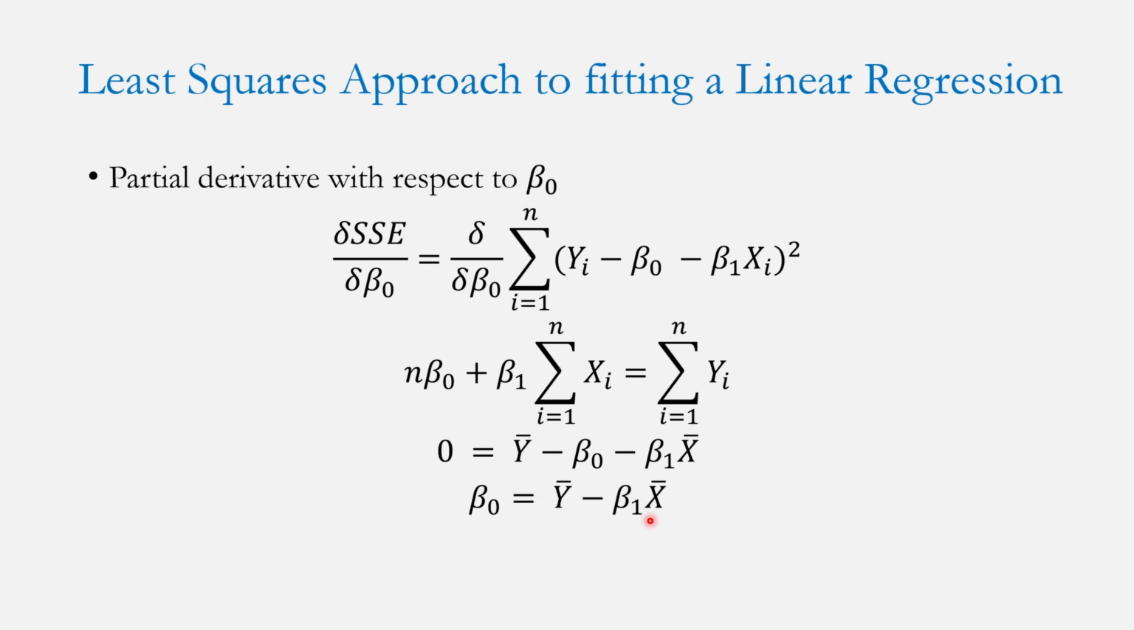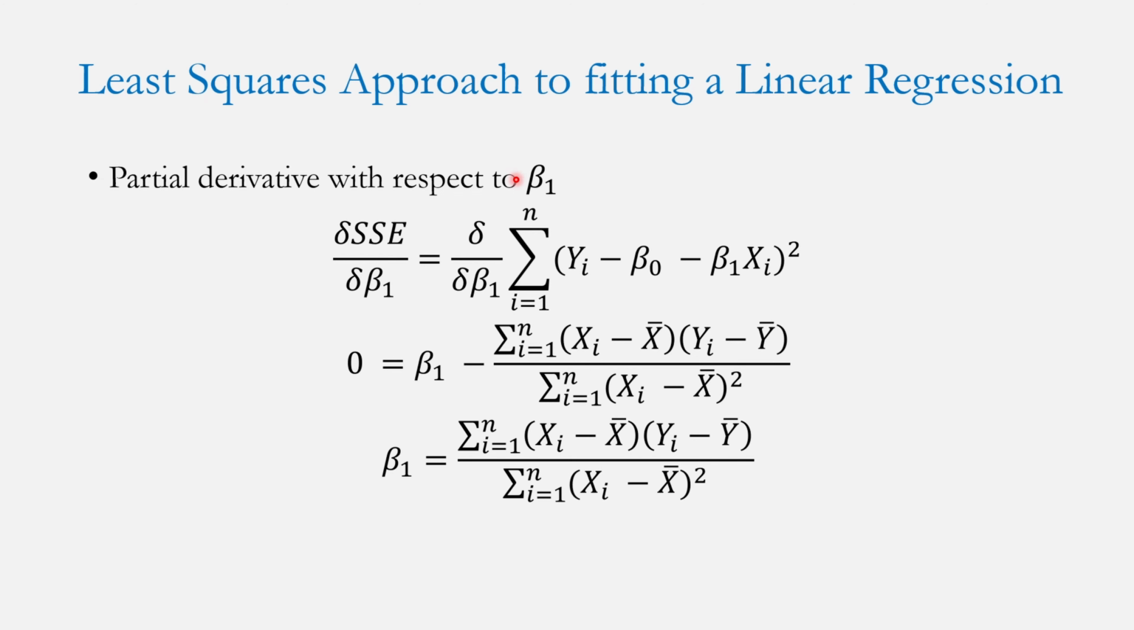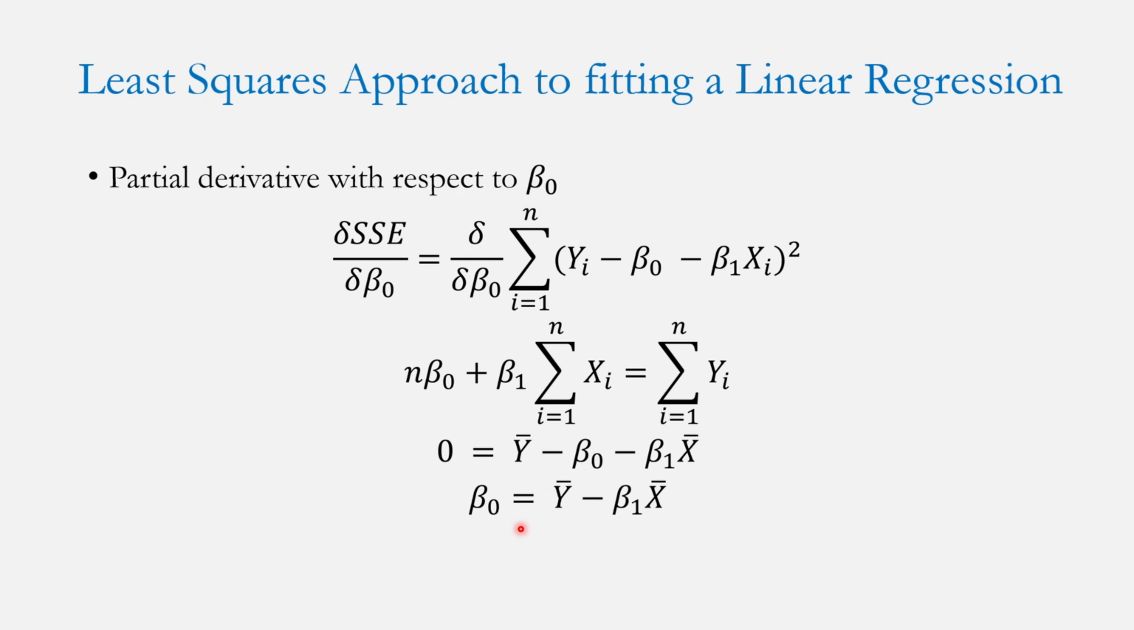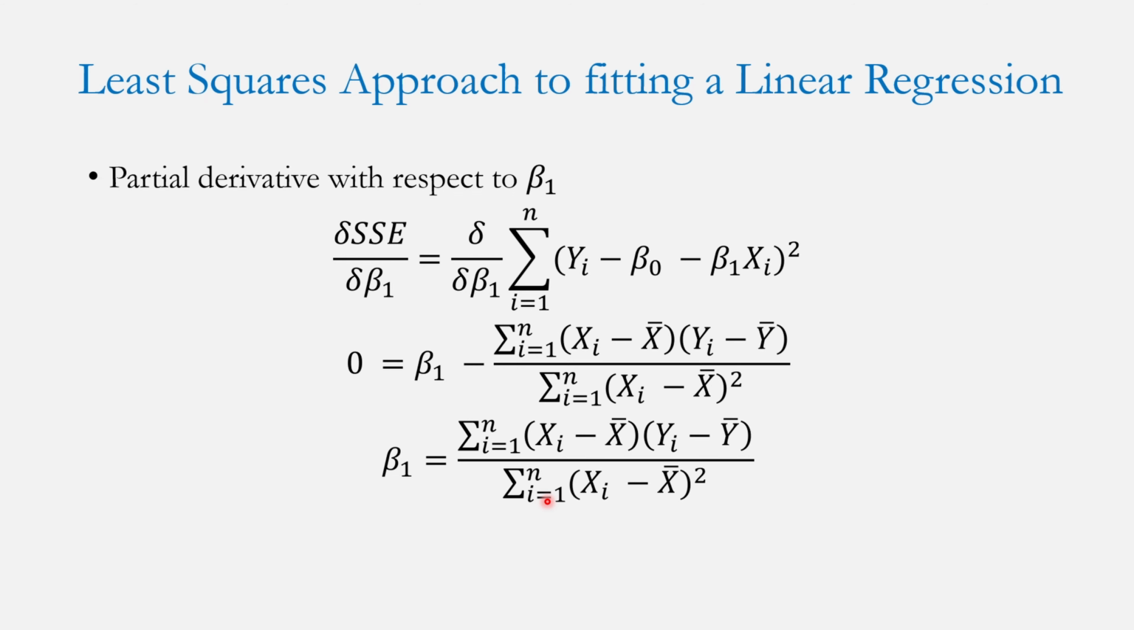Also, beta 1 is a little bit longer, but once you solve the derivative of the equation with respect to beta 1, we find out that beta 1 is computed as the sum of the product of xi minus x bar with yi minus y bar, divided by the sum of xi minus x bar squared. So in order to get the values of beta naught and beta 1, you require these formulas, and they will help you compute the least squares estimators for beta naught and beta 1.